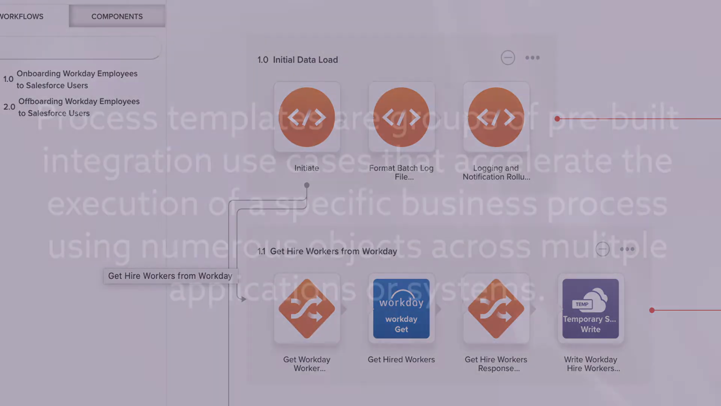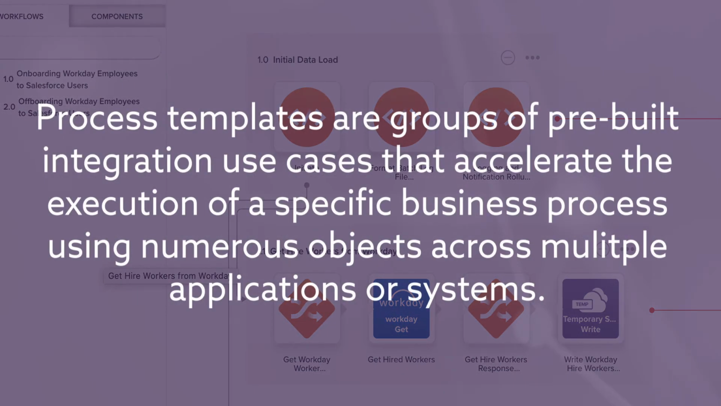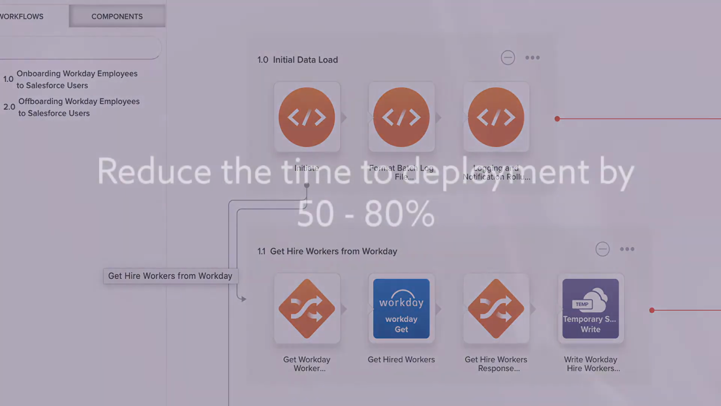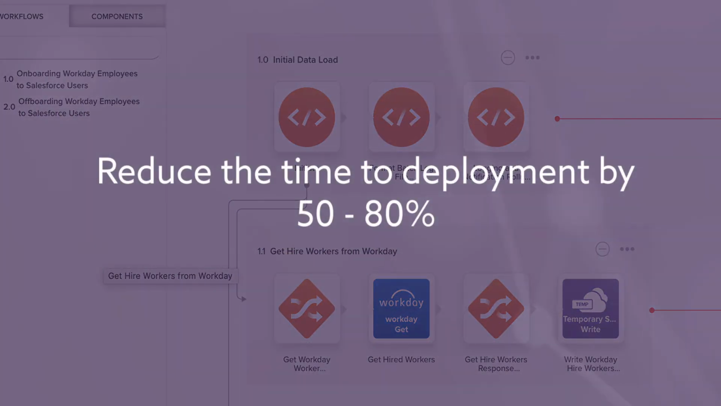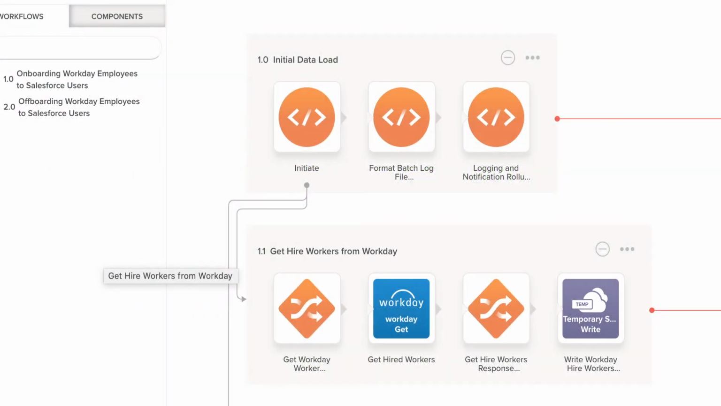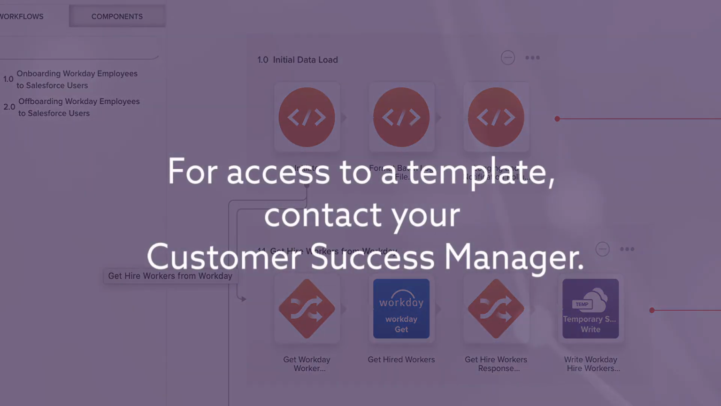The Cloud Studio process templates are a group of pre-built integration use cases that accelerate the execution of a specific business process using numerous objects across multiple applications or systems. Process templates are designed to reduce the time to deployment by 50 to 80% and can be self-implemented, delivered by Jitterbit Professional Services, or delivered by an implementation partner. For access to a process template, contact your Customer Success Manager.